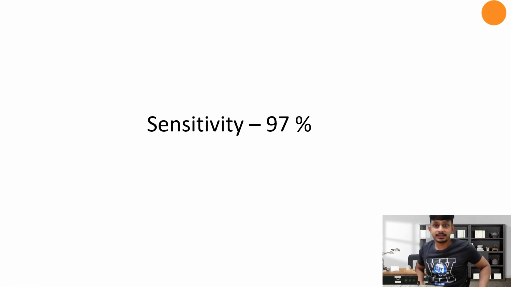As you can see, the Ottawa ankle rules have a sensitivity of 97%, which means they are really good at ruling out ankle fractures. If you follow the rules correctly, in 97% of cases you don't need to subject the patient to an X-ray, and they're true negative 97% of the time. They can tell you if there's no fracture in 97% of cases.